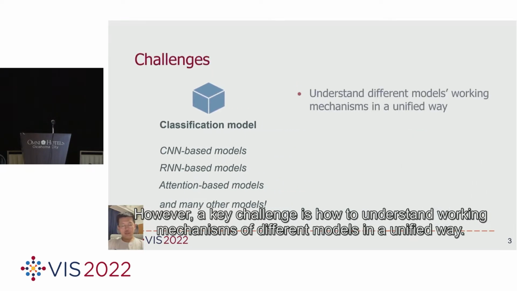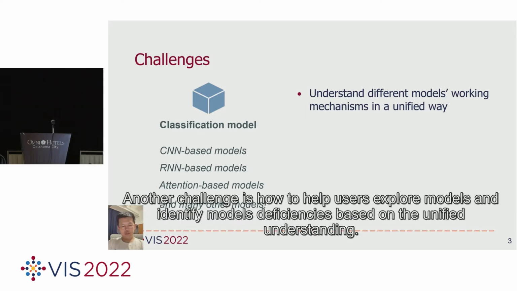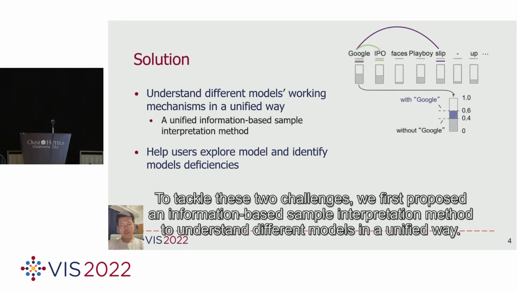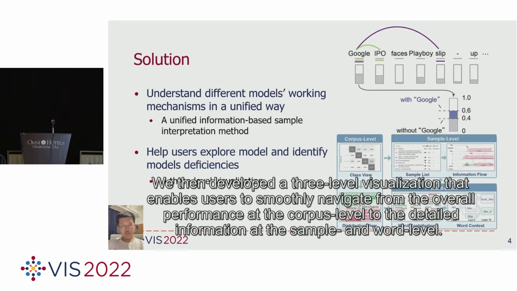However, a key challenge is how to understand working mechanisms of different models in a unified way. Another challenge is how to help users explore models and identify models' deficiencies based on the unified understanding. To tackle these two challenges, we first proposed an information-based sample interpretation method to understand different models in a unified way. We then developed a three-level visualization that enables users to smoothly navigate from the overall performance at the corpus level to the detailed information at the sample and word level.